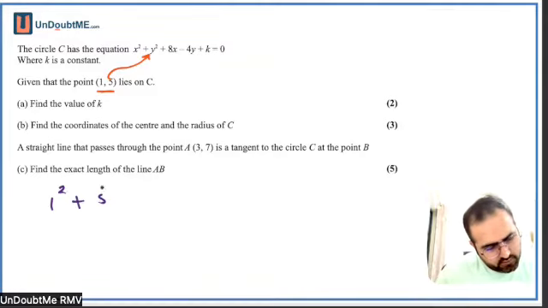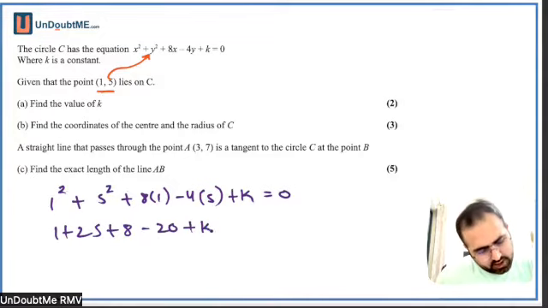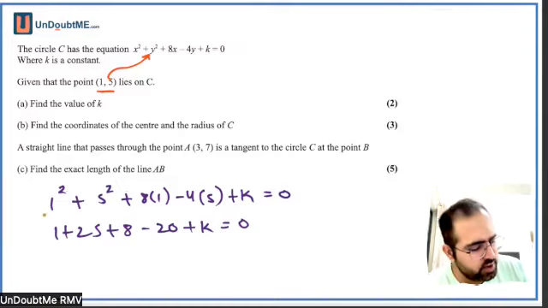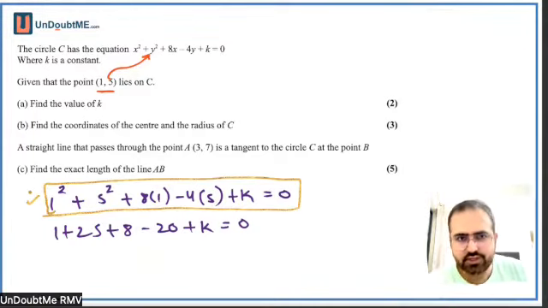1 square plus 5 square plus 8 times 1 minus 4 times 5 plus k is equal to 0. 1 plus 25 plus 8 minus 20 plus k is equal to 0. You can see that this is of 2 marks. Okay, so whenever a question is of more than 1 mark, then please try to show it in proper steps. This is like a must do step. Like here we are just substituting. So please mention this as well, and then in the next step you can simplify and get the answer.